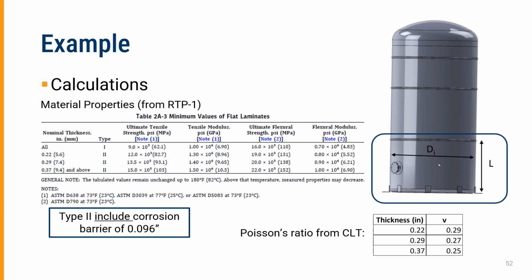We went to classical lamination theory to get the Poisson's ratio, because it's not supplied in this table. But if we look at this, for the different values of type 2 here, the Poisson's ratio changes slightly, and that's because it's influenced by the relative amount of glass and polymer. Okay, so we have our material properties worked out.